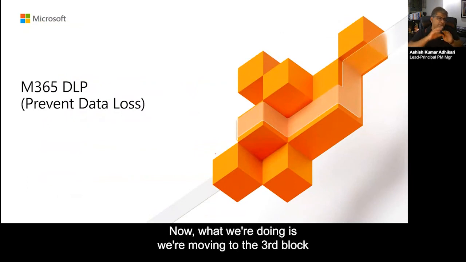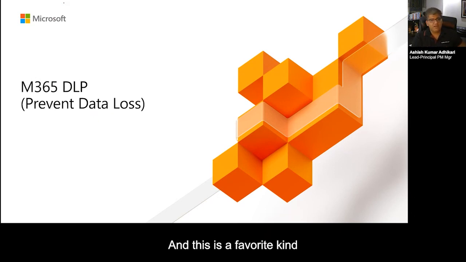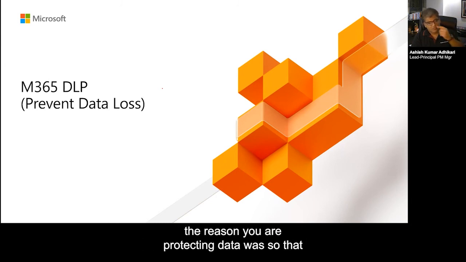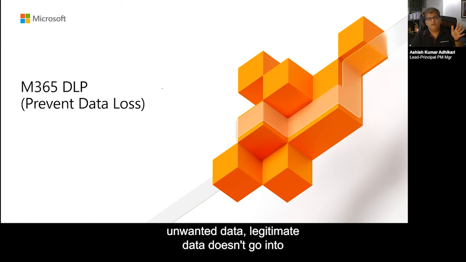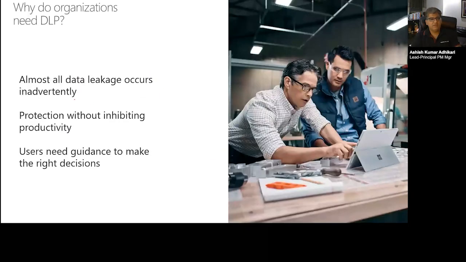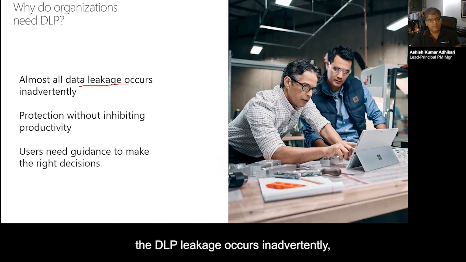Now, what we're doing is we're moving to the third block in information protection, which is preventing data loss. This is a favorite kind of topic because the reason you were discovering data, the reason you were protecting data, was so that legitimate data doesn't go into the wrong hands. So almost in the assessment so far, the DLP leak occurs inadvertently.